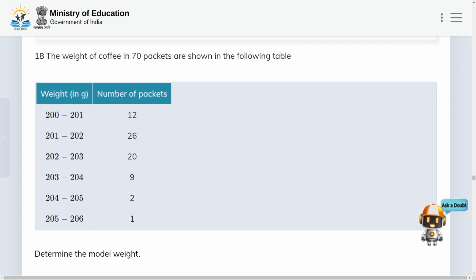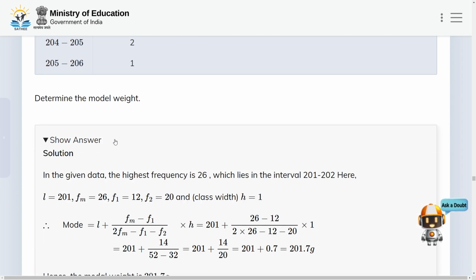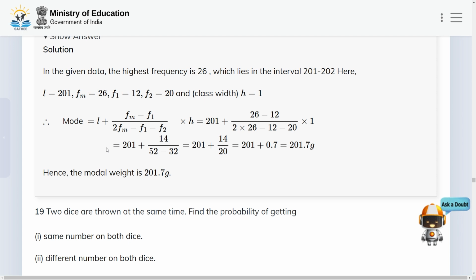In question number 18, the weight of the coffee in 70 packets are shown in the following table, and we need to determine the modal weight of the packet. Here in the given data, the highest frequency is 26, which lies in the interval 201 to 202. So the lower limit of the modal class is 201, and the frequency of the modal class is 26, and the frequency of the class preceding the modal class is f1 is equal to 12, and the frequency of the class succeeding the modal class is f2 is equal to 20, and class width h is equal to 1.